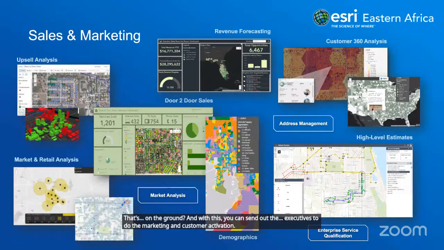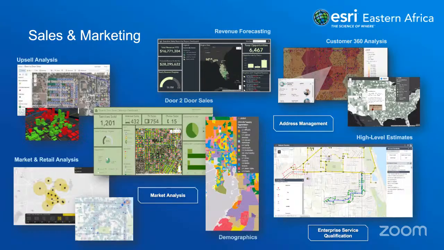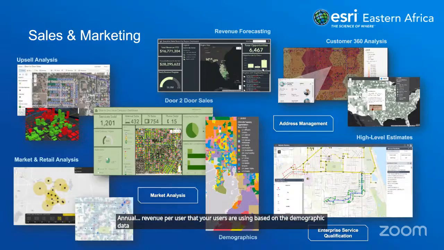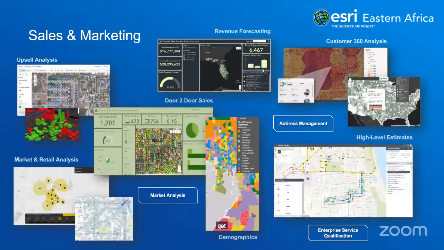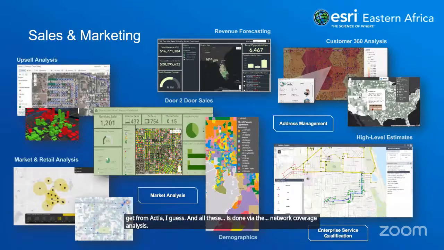And also you can analyze the general annual revenue per user that your users are using based on the demographic data that you can get from ArcGIS. And all this is done via the network coverage analysis.